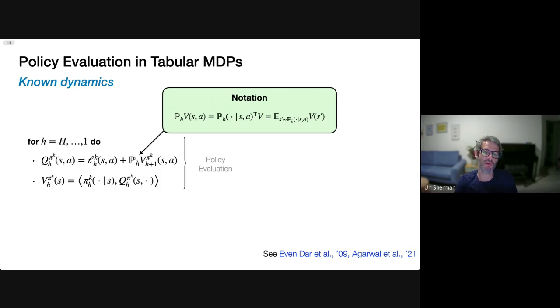Also, please note the notation I use when talking about the expected next state value conditioned on some state action. If I think about the dynamics as a transition matrix, then I multiply it by the value function vector, so I get a new vector that is now in the space SA. This is just another way to spell out that I'm taking an expectation of the value function at the next state, conditioned on some state action.